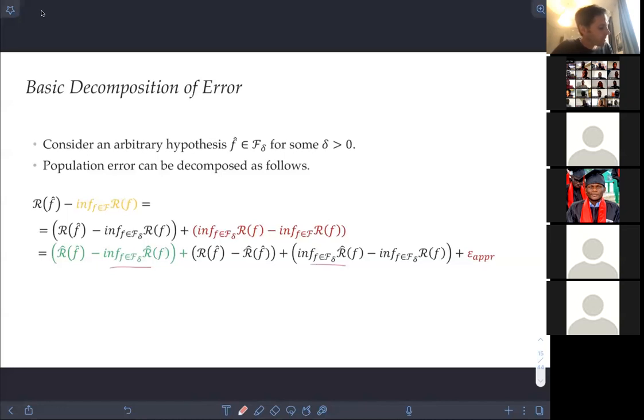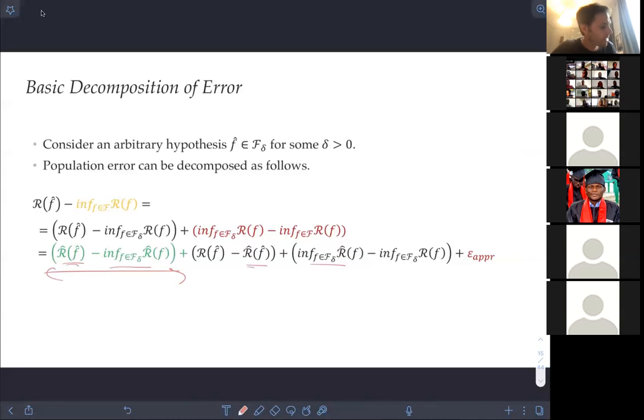And I am also going to add and subtract the empirical, like the training error, right? So here we have this training error that appears, and here it's subtracted, right? So I'm not cheating, I'm just adding and subtracting terms. Okay, so now we can start to interpret again. Can someone tell me what this green term captures? What does this green term tell us?